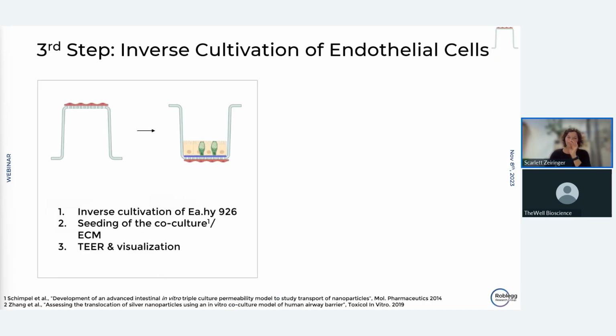In the third step, following the characterization and identification of an ECM substitute, endothelial cells were cultivated on the basolateral side of an insert. Therefore, the endothelial cell line EA.hy926 was used. For this, we used an insert of a Transwell system and put the insert upside down in another plate, which enables the addition of endothelial cells on the basolateral side.